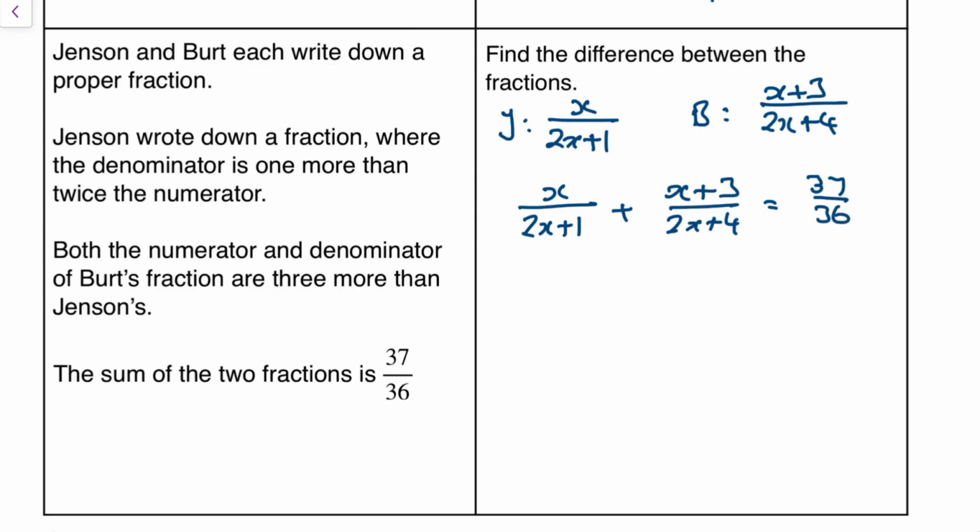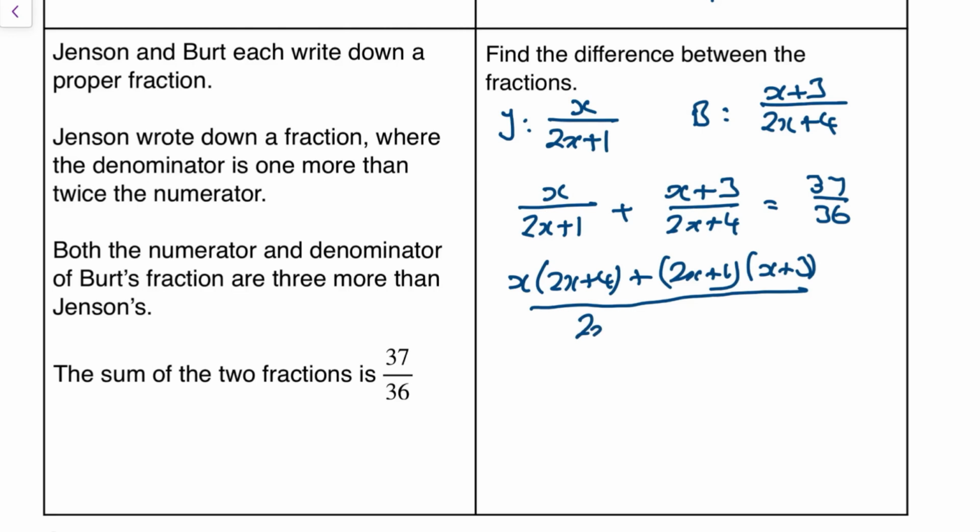Common denominator, so x times (2x plus 4) plus (2x plus 1) times (x plus 3), all over the common denominator. And I'm going to take a 2 out, so it's going to be 2x plus 1, and then instead of 2x plus 4, I'm going to write x plus 2. I'm going to take a 2 to the outside. You'll see why I'm doing that in a second. And that is equal to 37 over 36.